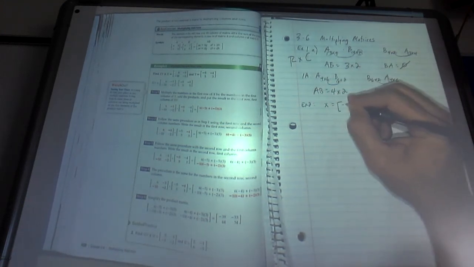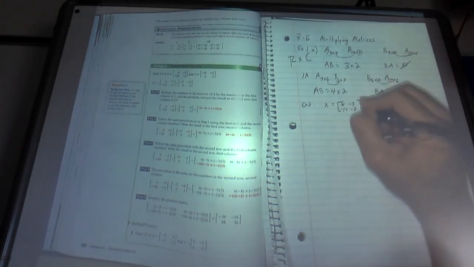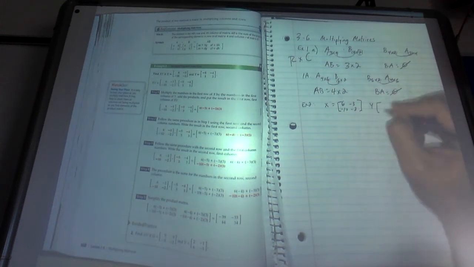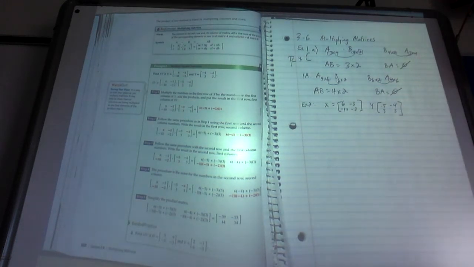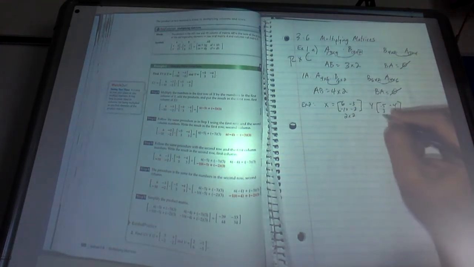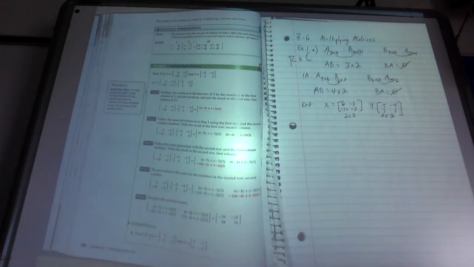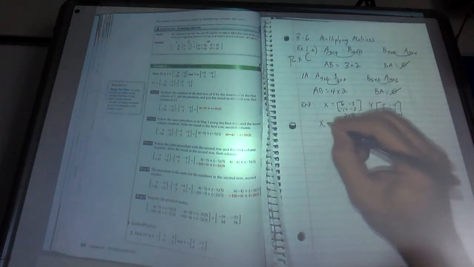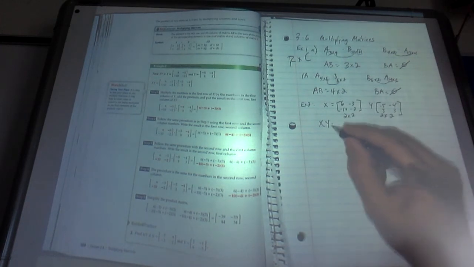It says x is 6, -3, -10, -2, and y is -5, -4, 3, 3. Just for the sake of knowing how matrices work, go ahead. That's a 2x2. That's a 2x2. All right? We have to know if the dimensions work so that we can multiply these. So we're going to find x times y.